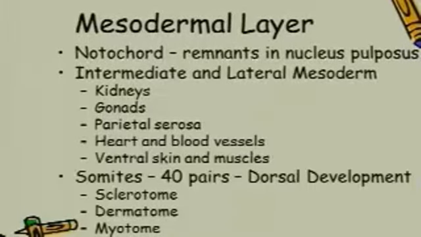Okay, intermediate and lateral mesoderm, you can see, all those structures it forms. Okay, somites are going to be a little bit more specific. Somites are going to include sclerotome, dermatome, and myotomes.